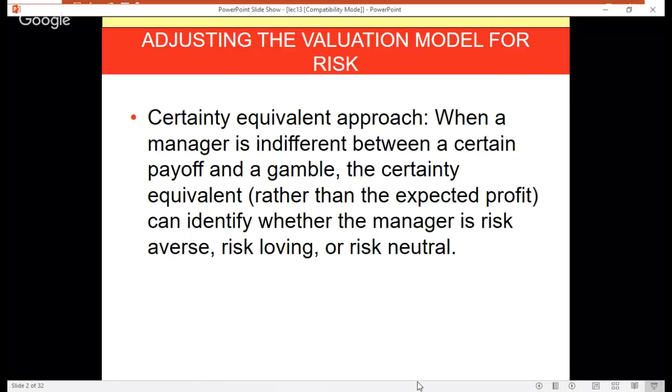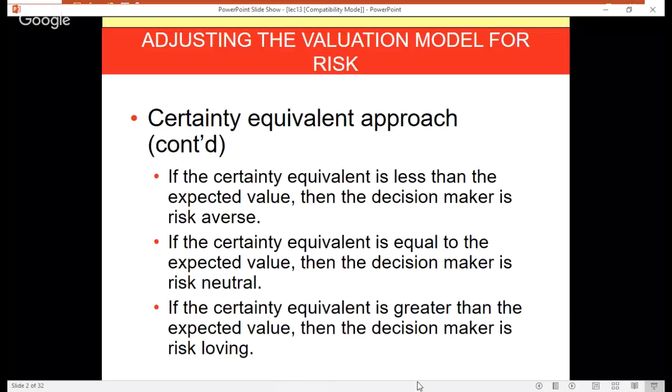Now, getting back to the certainty equivalence approach. Basically what I showed you in those graphs is where the person is willing to pay to avoid the gamble or to take the gamble. When a manager is indifferent between a certain payoff and the gamble, the certainty equivalent approach, rather than expected profit, can identify whether the manager is risk averse, risk seeking, or risk neutral. If the certainty equivalent is less than the expected value, then the decision maker is risk averse.